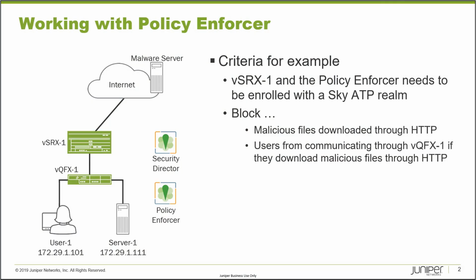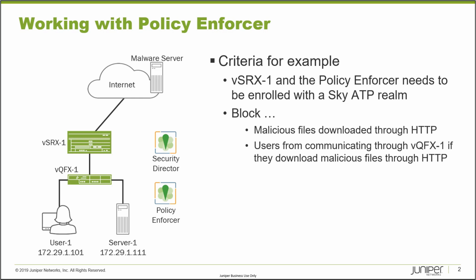So here in the example, I want to talk about the topology. Here, the topology on the left, we can see a few different things. We see VSRX1 and QFX1. Now, VSRX1 is acting as the firewall, NAT device, internet gateway. And then QFX1 is acting as the access switch, which connects the users, which is user 1 and server 1, to VSRX1.